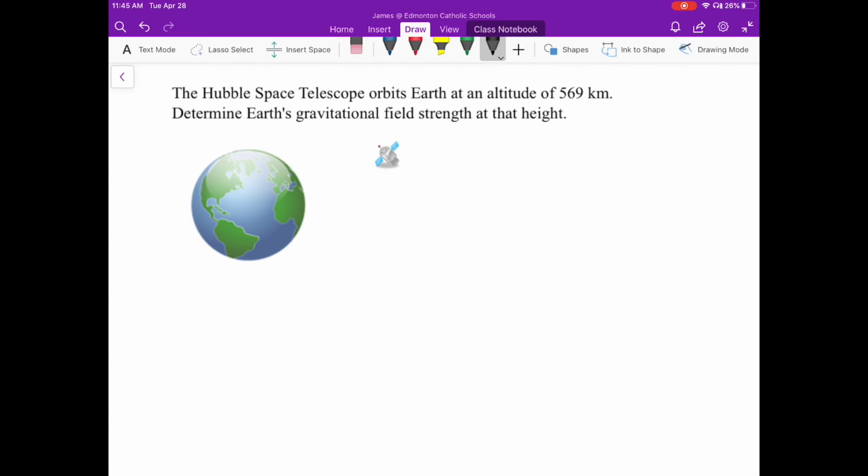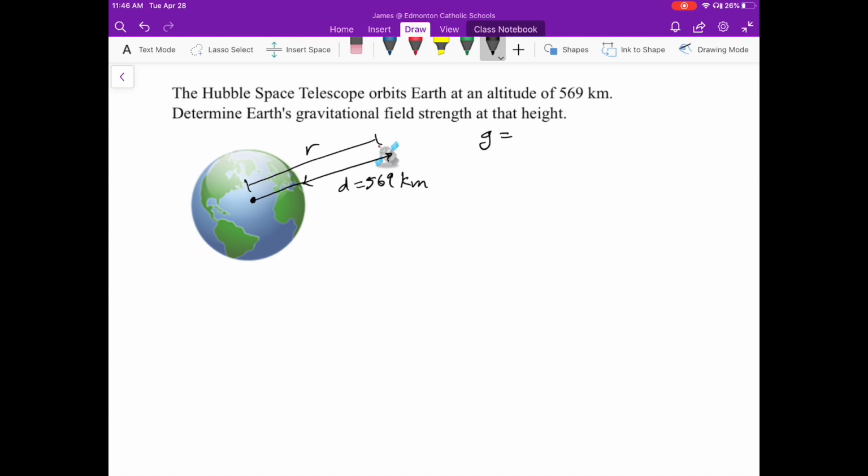The Hubble Space Telescope orbits Earth at an altitude of 569 kilometers. Determine Earth's gravitational field strength at that height. Okay, so the distance from here to here, we'll call that d. That's 569 kilometers. But we remember, we want to use not the distance from the surface of the Earth to the satellite. We want to use the distance from the center of the Earth to the satellite. This whole entire distance from there to there, that is r.